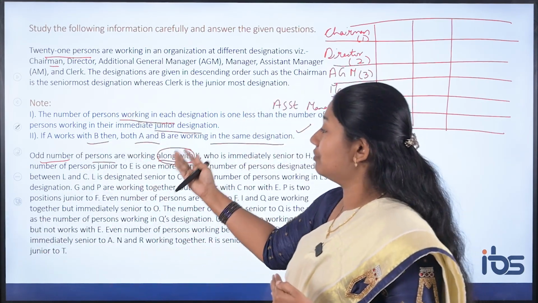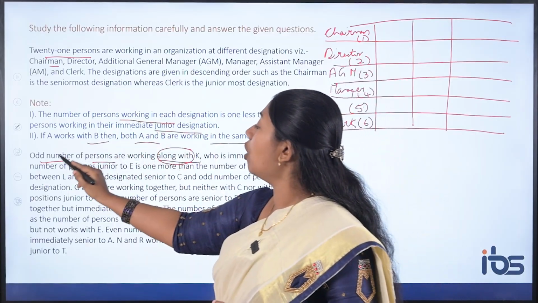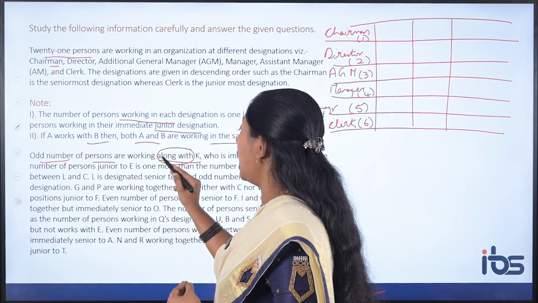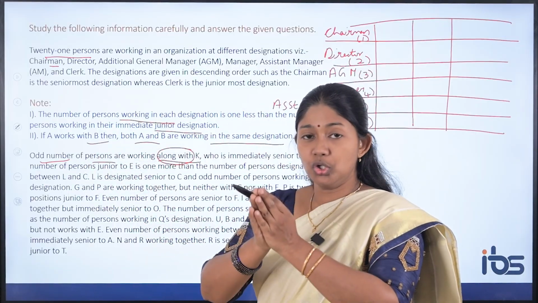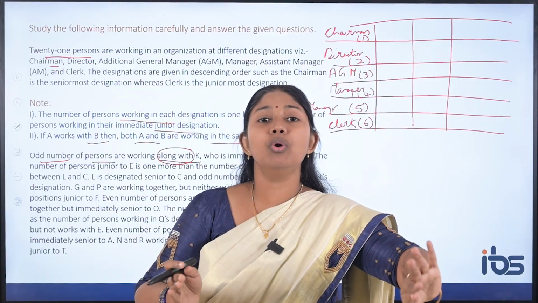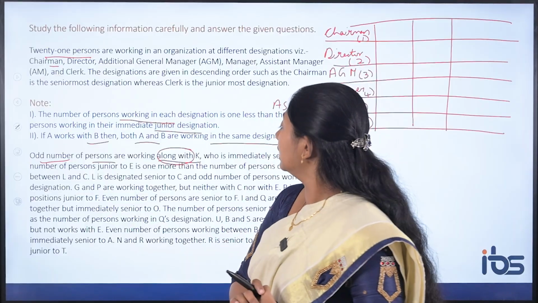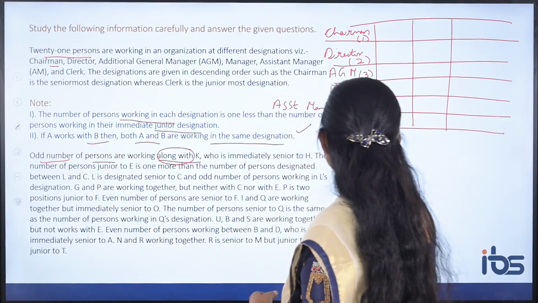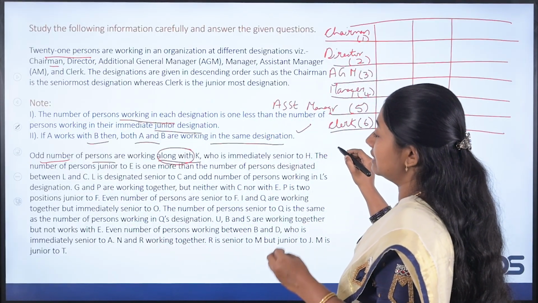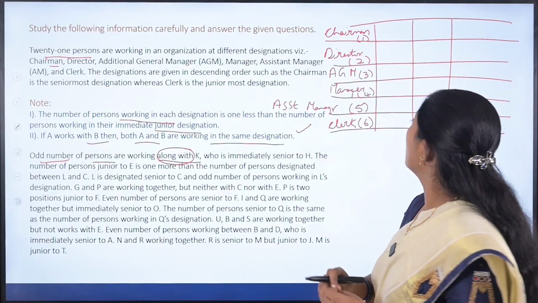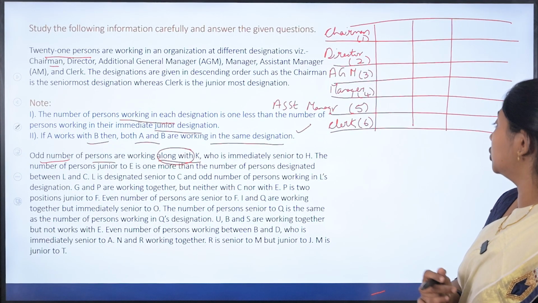So in the same way, if you read this statement, odd number of persons are working along with K. So don't include K; excluding K you should have an odd number of persons working along with K. That is what is mentioned. So odd number of persons are working along with K means, what are the possibilities where you can choose K?